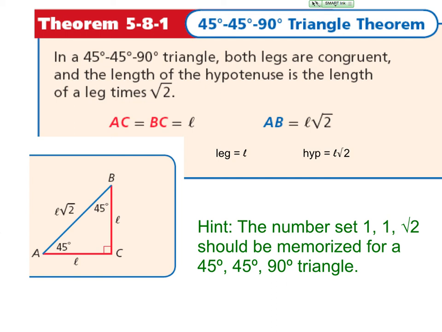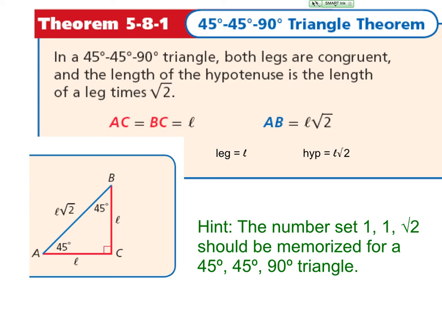And yes, I have it on the wall, but that's the pattern that results. It says in a 45 degree, 45 degree, 90 triangle, if you want to say isosceles right triangle, that's the kind of triangle you have to have in order to use this pattern. It's not true about any other right triangle, just this one. Both legs are congruent, and the length of the hypotenuse is the length of a leg times the square root of 2. Could you just do Pythagorean theorem to figure out the missing side? Sure, you could. But if you know this, you could shorten the work real quickly.